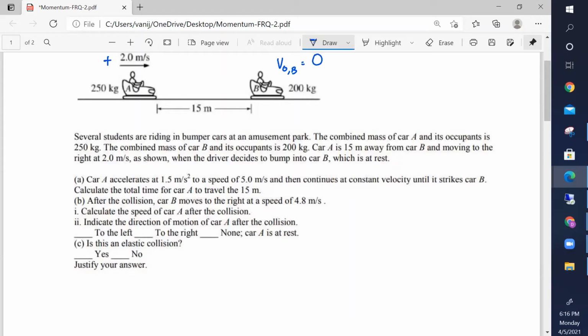Part A. Car A accelerates at 1.5 meters per second squared to a speed of 5 meters per second and then continues at constant velocity until it strikes car B. Calculate the total time for car A to travel the distance of 15 meters. So they're asking us to calculate t total.